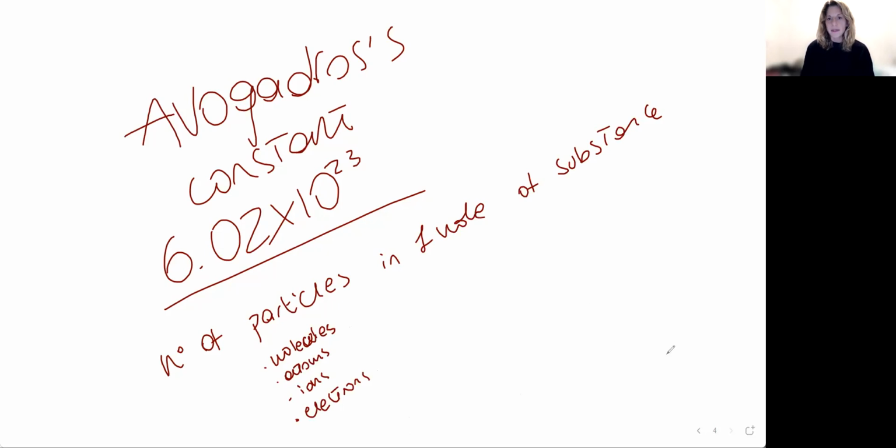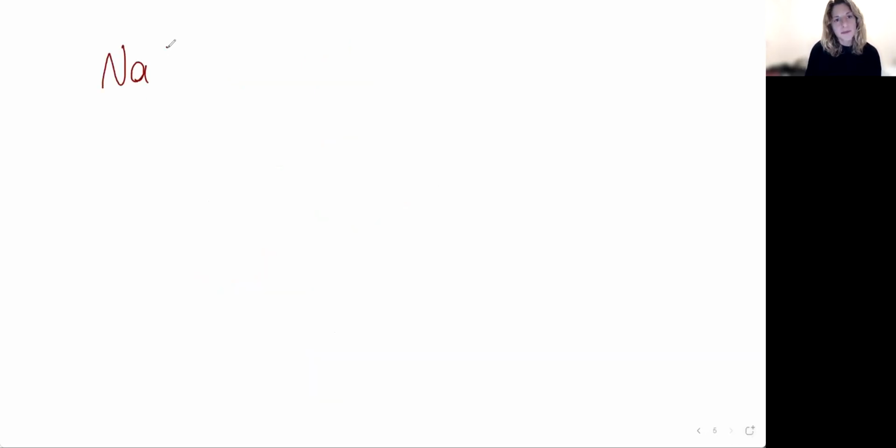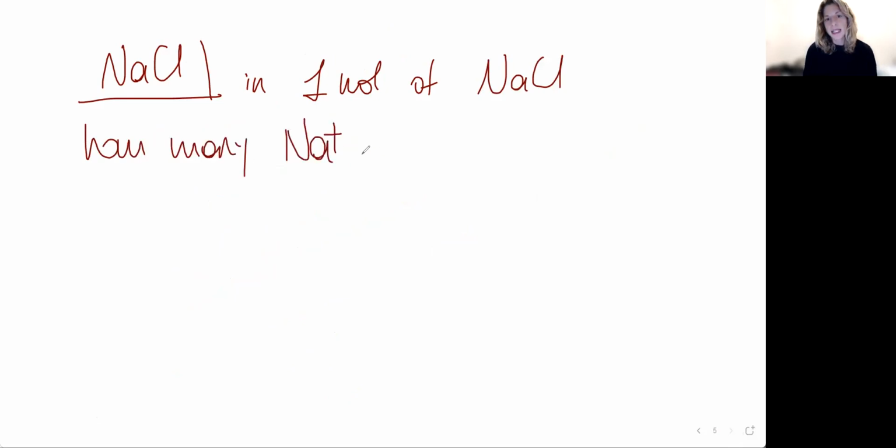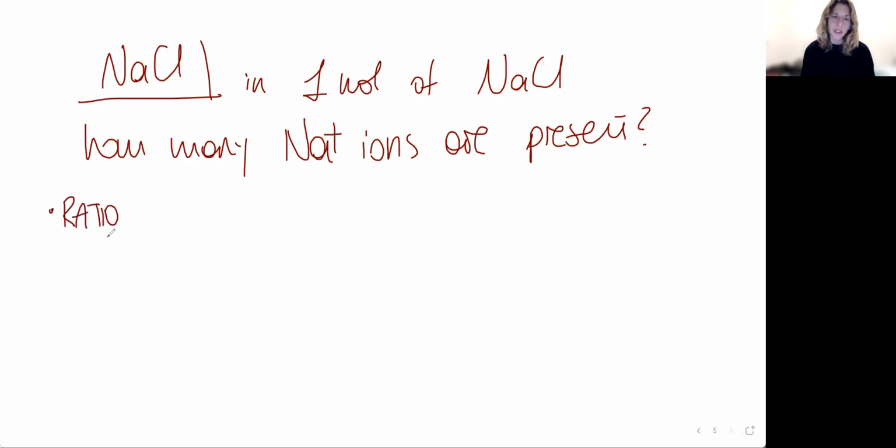Okay, so if we do an example, sodium chloride. If I ask you, in 1 mole of sodium chloride, how many sodium plus ions are present? We always need to think about the ratio, because remember, the numbers next to the atoms or in a chemical equation before the whole molecule, it gives us the ratio. So what we know is that for each molecule of sodium chloride, there is inside only 1 sodium ion, because there is no balancing number.